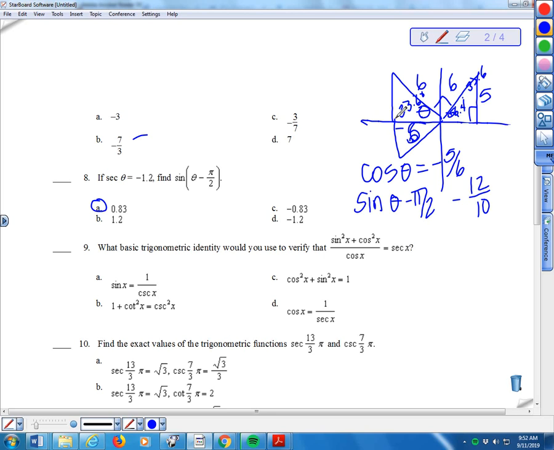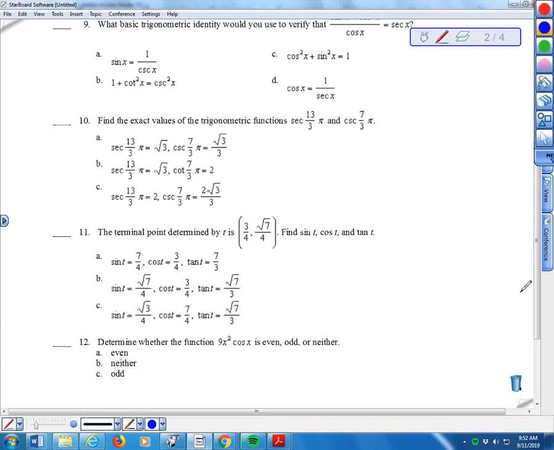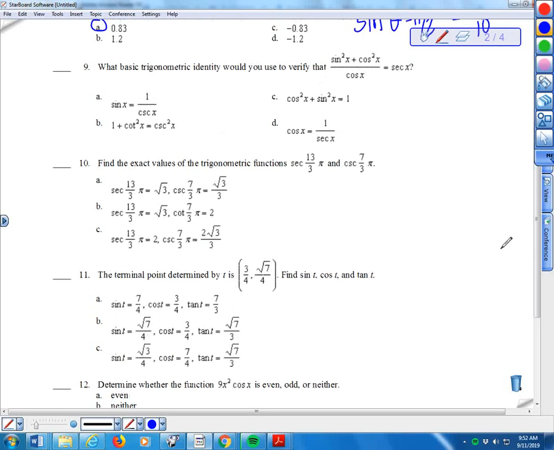Okay, I want to make sure, because I think I made that a lot more confusing than I needed to. But follow my logic? Okay. Stop me when you don't, because sometimes I confuse myself. Okay, what basic trigonometric identity would you use to verify this? You just set that equal to 1 over cosine, secant, and you're done.